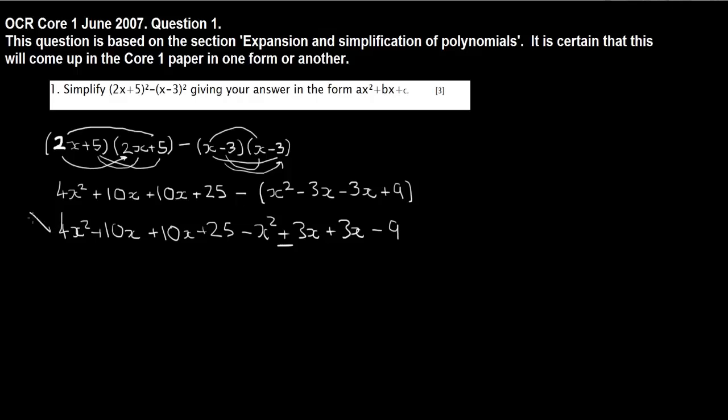Then we collect the terms up. First of all, the x squareds. So we've got 4x squared there, minus 1x squared there, gives us 3x squared. Just tick them off as I do them.